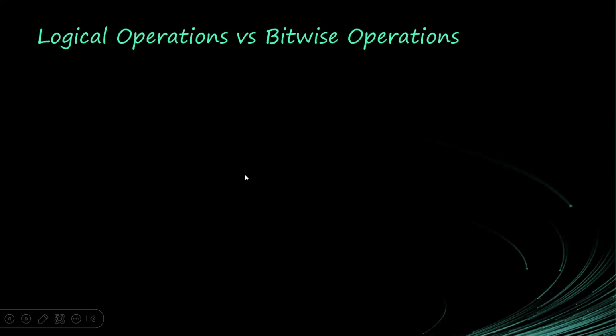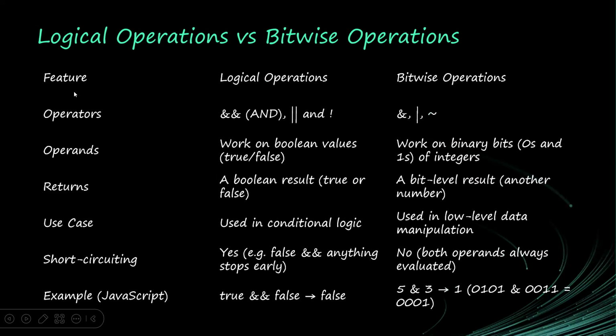All right, so let's take a look at some differences. Let's compare the logical operation and the bitwise operation. I want you to get this very clearly. So these are the features. For the operators, we have the and operator, the or operator, the not operator, and this is their bitwise counterpart. Don't worry, we are going to do so many examples for you to understand. Just follow along.